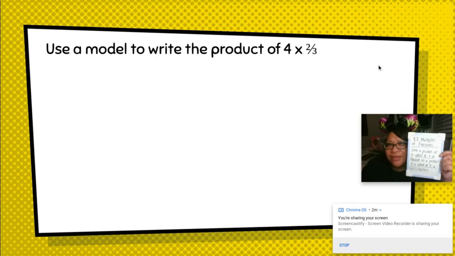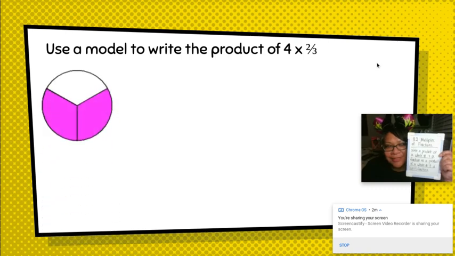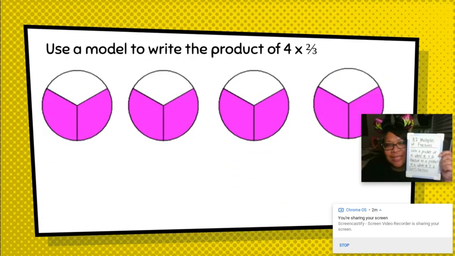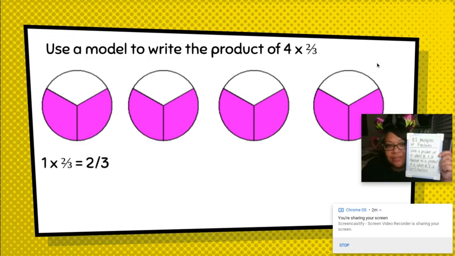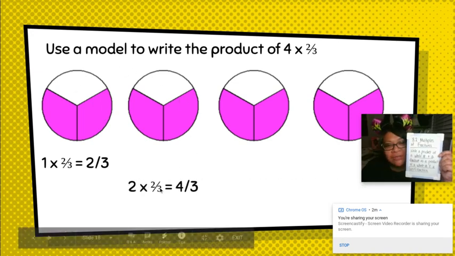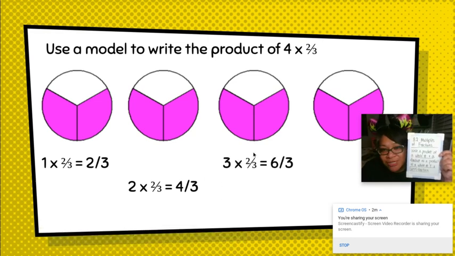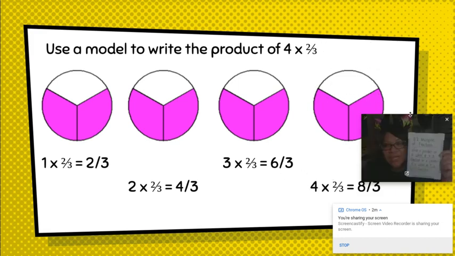So what if we wanted to make 4 of those Dole Whips, 2/3 of a cup of crushed pineapple each? So let's bring out the models. So we have 1, 2, 3, and 4, and we can analyze each one. So 1 times 2/3 gives us 2/3. Now if we multiply 2 times 2/3, we get 4/3. 3 times 2/3 is 6/3. And 4 times 2/3 is 8/3.